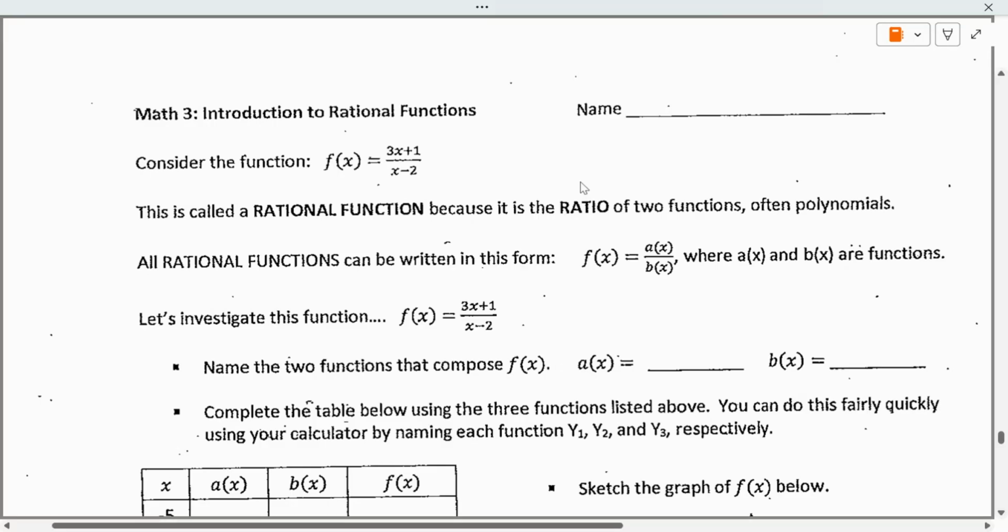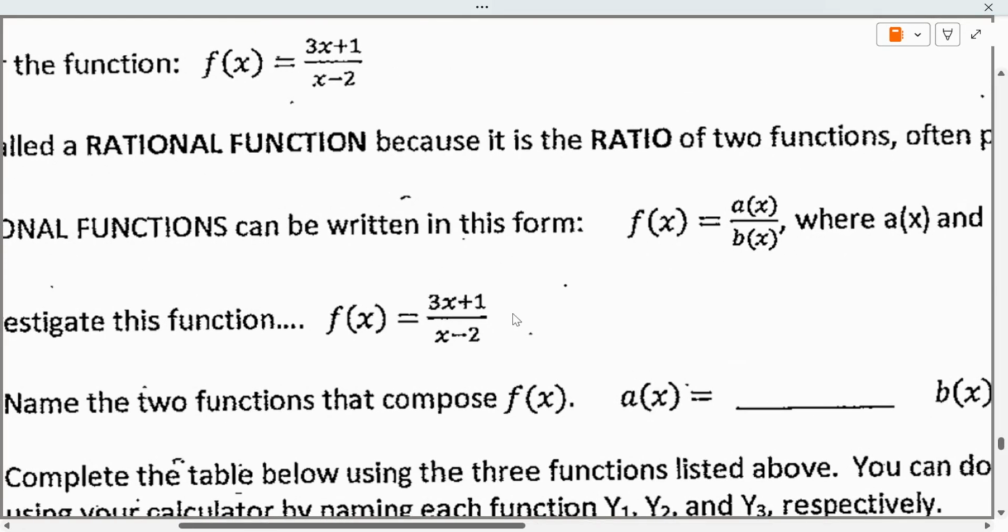Why is it rational? Because we have a variable in the denominator. Okay? So all rational functions can be written in this form: f of x equals a of x over b of x, where a and b are also functions. So the first thing that we're going to do is investigate this function.